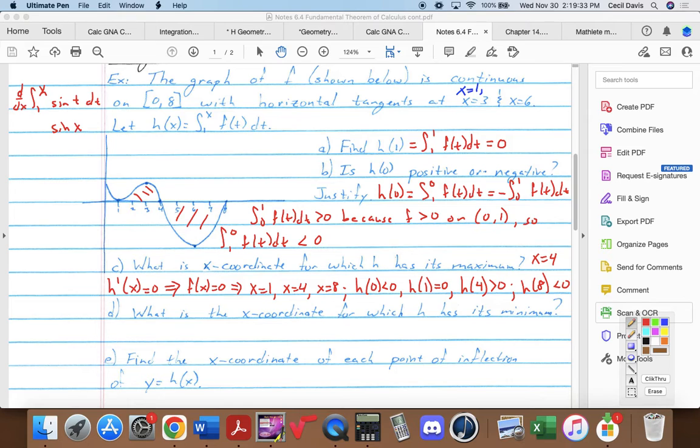All right. Now, what is the x-coordinate for which h has its minimum? Well, we've already done a lot of the work for that in part C. It's not at 4. We've already eliminated that. We have two places where our function h is negative. Which one is going to be less? H of 8. Yeah, h of 8 is going to be less than h of 1.